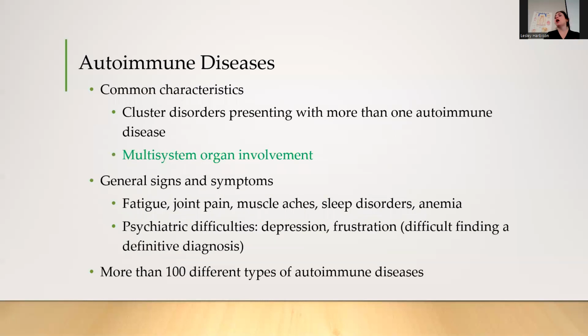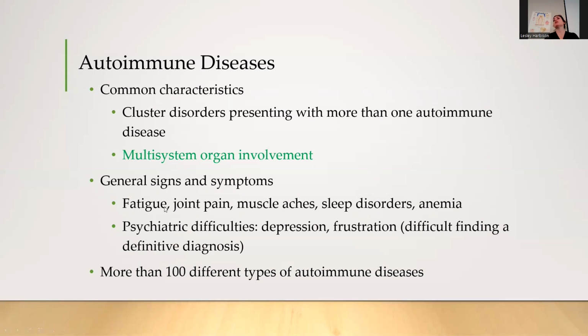So autoimmune disease, common characteristics: it's a cluster disorder presenting with more than one autoimmune disease, with multi-system involvement. A lot of times when somebody has an autoimmune disease, there are several things, like Sjogren's, for example. Most common is dry eye and dry mouth, but other parts of the body can be affected as well, even the lungs. Severity can be really severe for one person and mild for another, so it can run the gamut with symptoms.